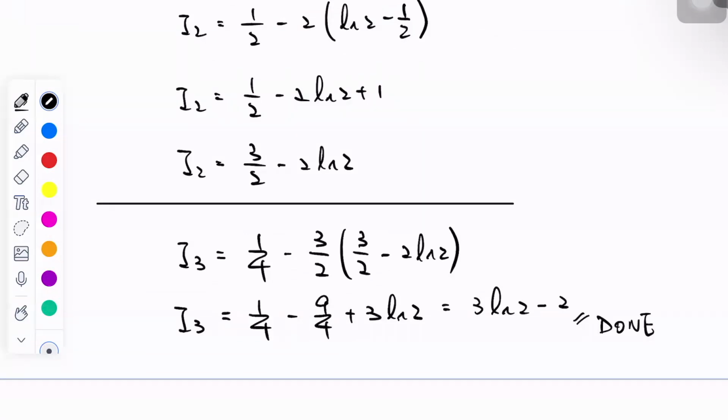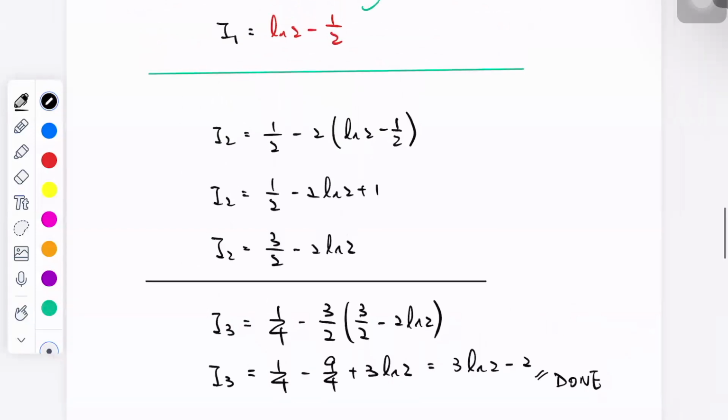Okay, so this is the demonstration of the past paper of question 15C in 2019.